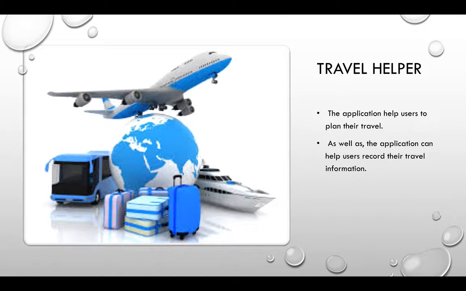For example, when a user travels to another city during a vacation, he can use the application to plan the travel, which includes the travel date, the locations he will visit during this travel, and the location's details. Furthermore, users can also record their travel information and record several locations they visit during this trip.